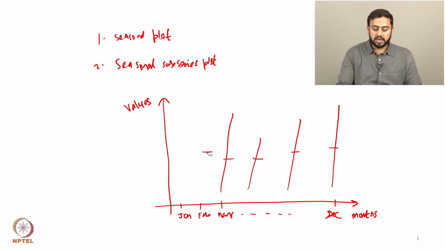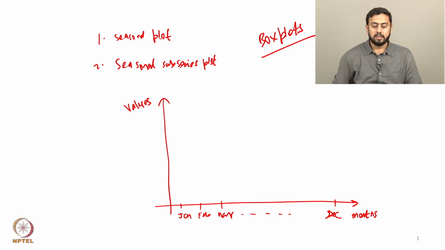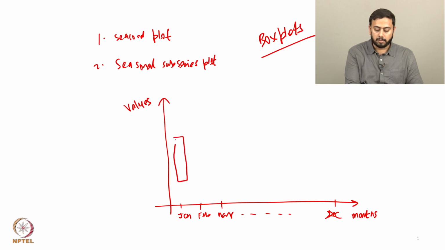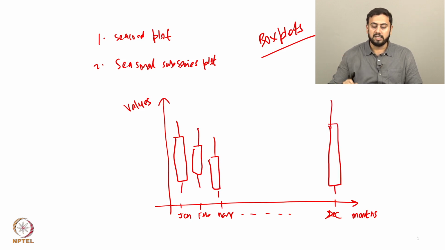Now we will try to understand one more plot, which is called individual box plots as per seasons. The idea is very clear here: given any month, I can create a box plot for that particular month. So this would be my box plot for the month of January, this might be the box plot for the month of February, this might be the box plot for the month of March, etc. And towards the end, similarly, this might be the box plot for the month of December.